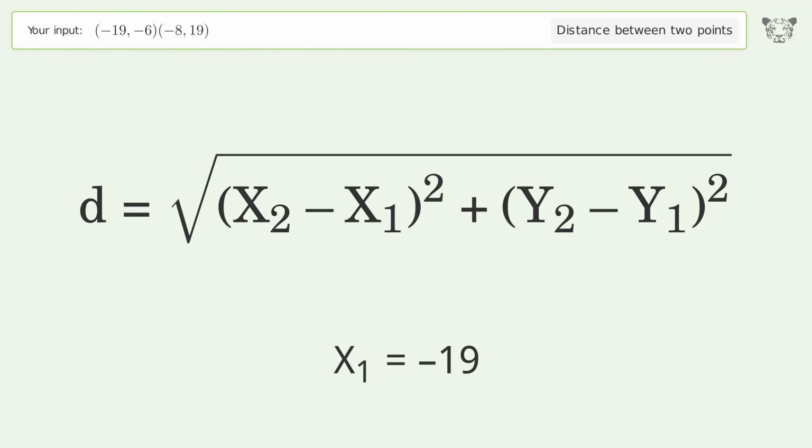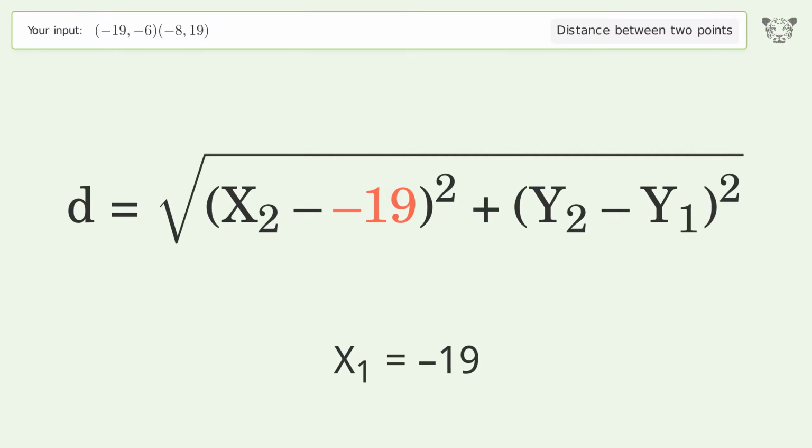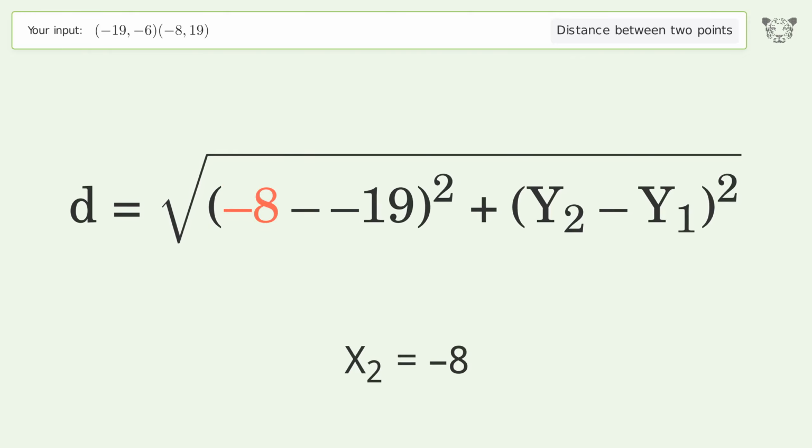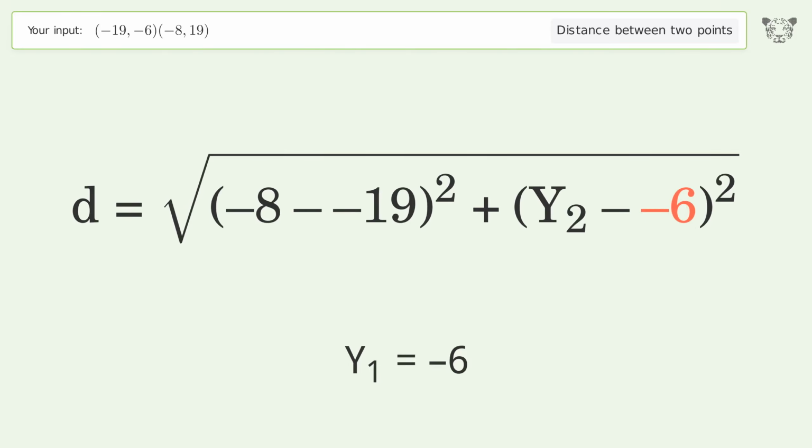x1 equals -19. x2 equals -8. y1 equals -6. y2 equals 19.